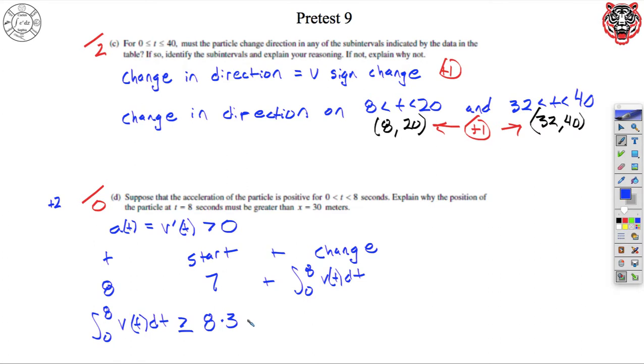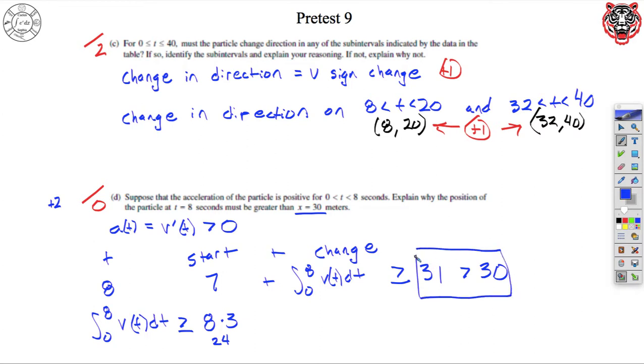You might have gotten 8 minus 0 times 3. Mhm. 8 times 3 is 24. So this thing is 24 plus 7. This thing needs to be greater or equal to 31. All right, and the question says, explain why the position of the particle must be greater than x equals 30. It's greater than 30 because it has to be greater than or equal to 31. 31 is strictly greater than 30, and there's your answer.